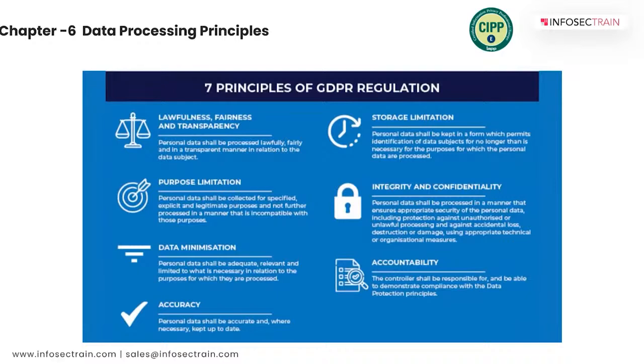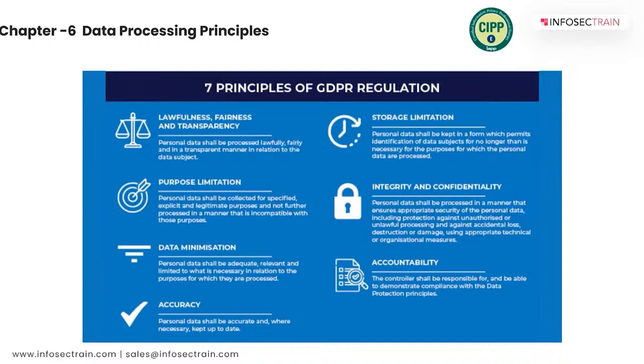Integrity and confidentiality. Integrity and confidentiality is about how you ensure the CIA perspective of your personal data. How do you ensure confidentiality when you're transmitting personal data from one entity to another? It could be your controller and processor scenario, or processor to sub-processor scenario, and also ensuring the integrity and availability aspects as well. This is the integrity and confidentiality principle.